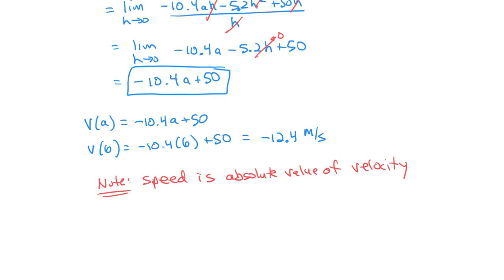So the speed at 6 seconds is just equal to the absolute value of 12.4, which gives us just positive 12.4 meters per second. Okay, so speed is always going to be positive.